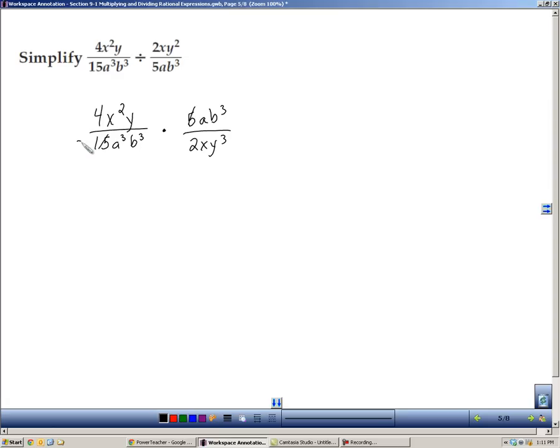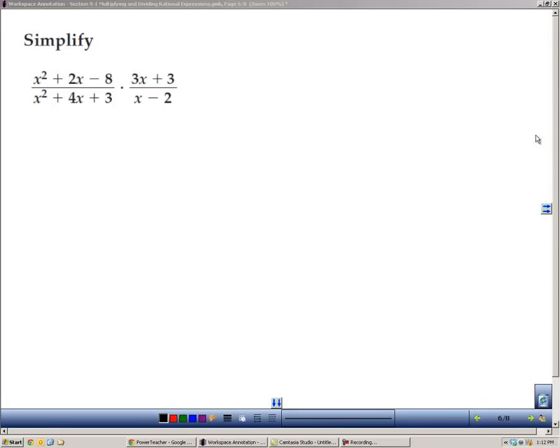5 and 15 leaving a 3, 2 and 4 leaving a 2. I have two x's on top and one on the bottom goes away. One of the a's on top, leaving me an a squared on the bottom. All of the b's are gone, and it looks like one y, leaving a y squared on the bottom. So on the top a 2 and an x, on the bottom a 3, a squared, y squared.